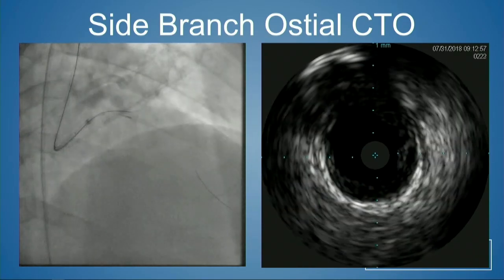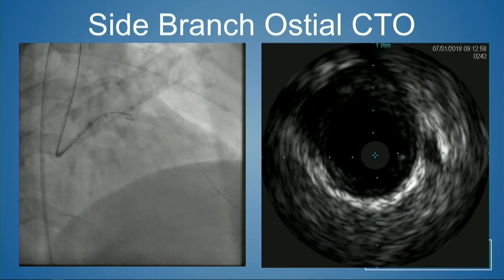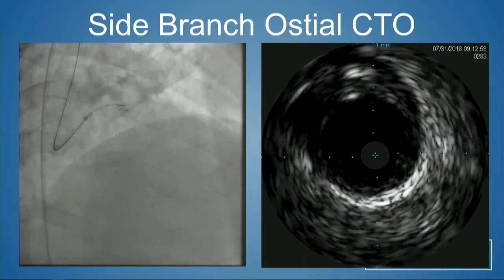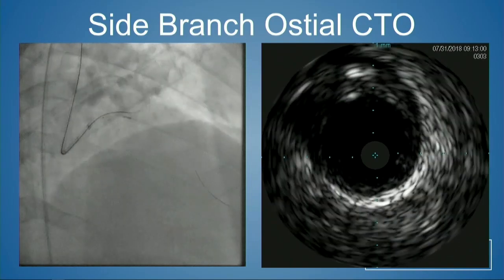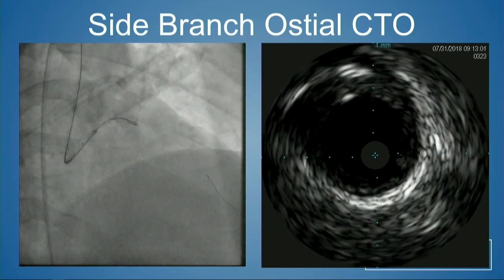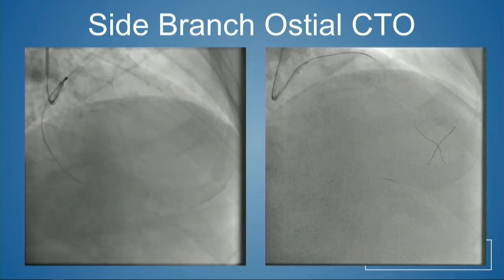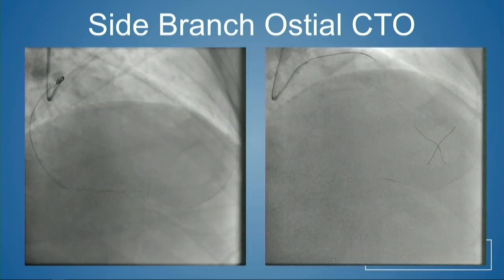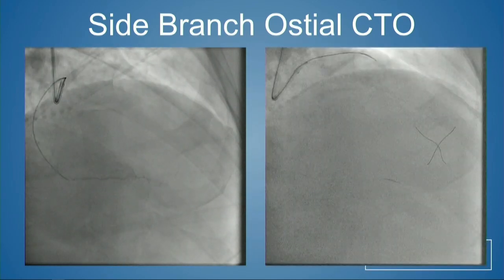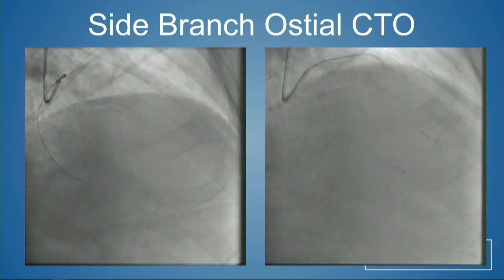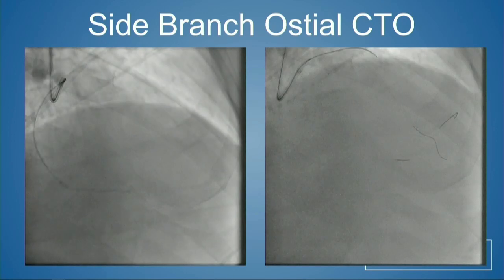And then the IVUS on the right shows that when we did the pullback, you can see the wire coming in right there through the vessel. At this point, I felt fairly comfortable in spinning my microcatheter through, knowing that I wasn't going to exit the vessel. We then went to look for a retrograde channel, which was off of a fairly poorly defined epicardial off the distal circ, which we were able to fortunately wire retrograde.